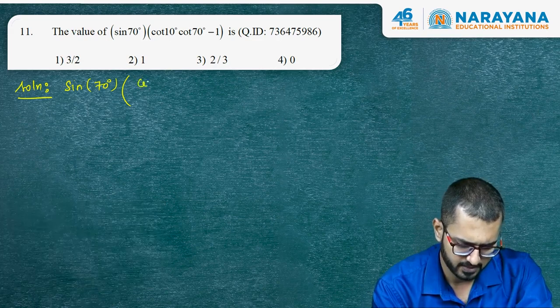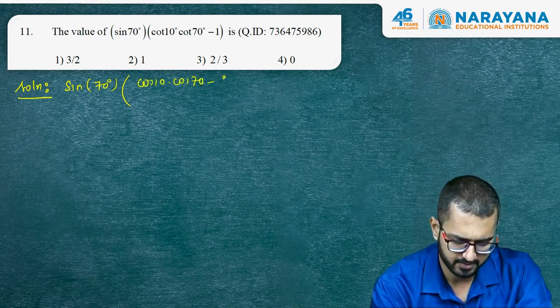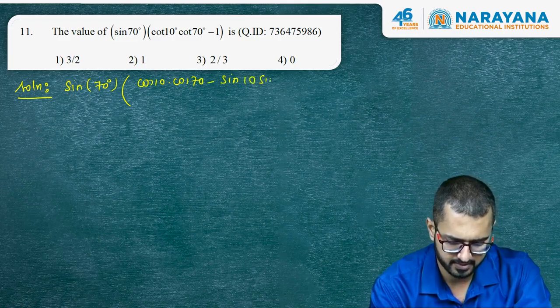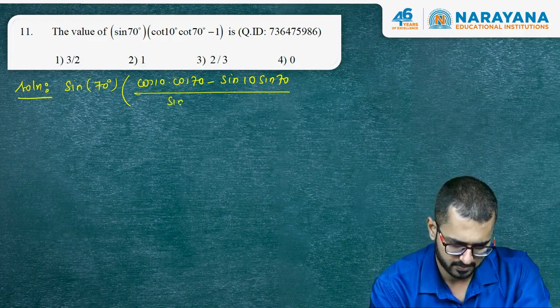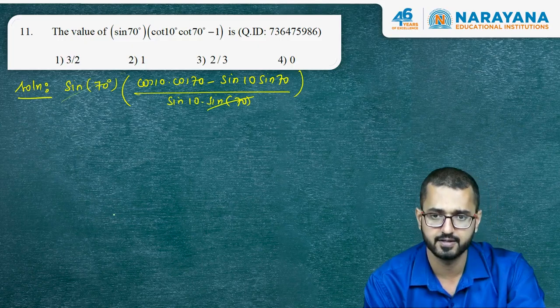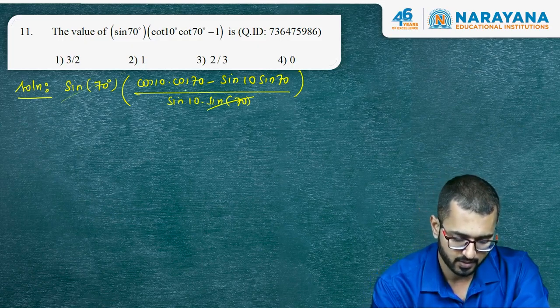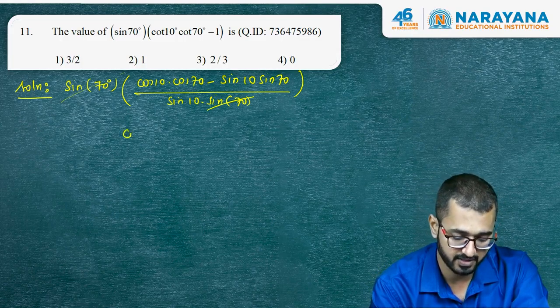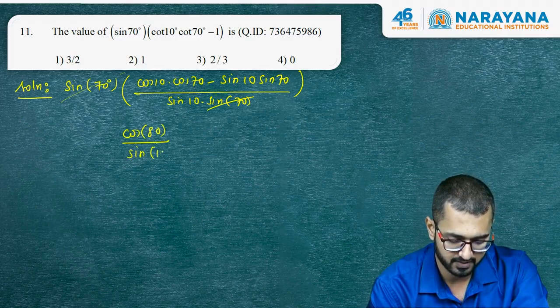So we can write down here cos 10 cos 70 minus sine 10 sine 70 over sine 10 sine 70. So that sine 70 gets its partner and gets cancelled. And cos 10 cos 70 minus sin 10 sin 70 is of the form cos A cos B minus sin A sin B, which will give me cos A plus B. So cos 80 over sine of 10.